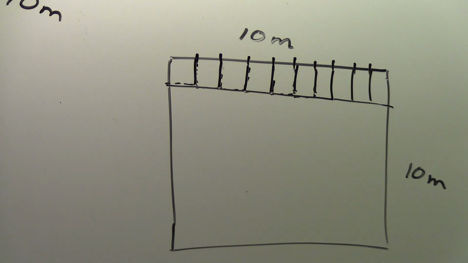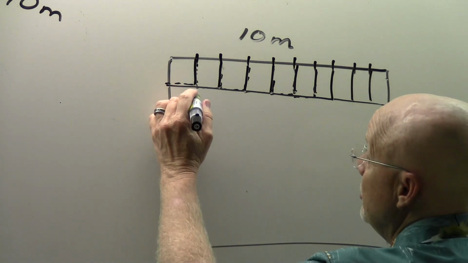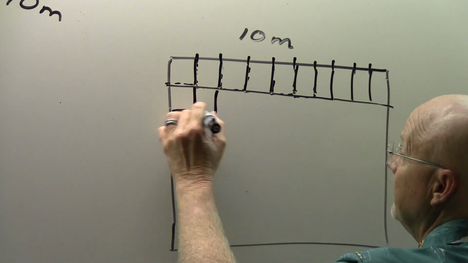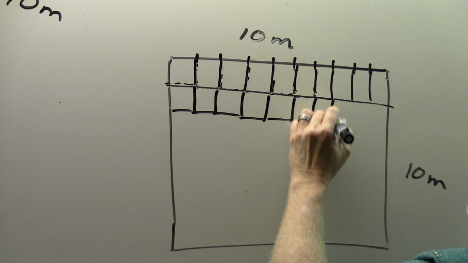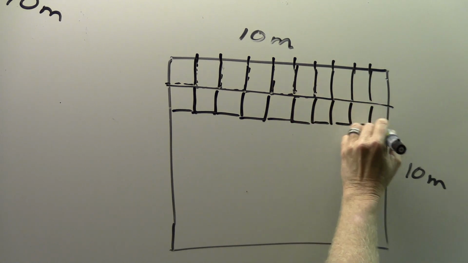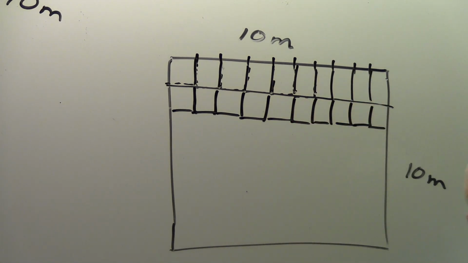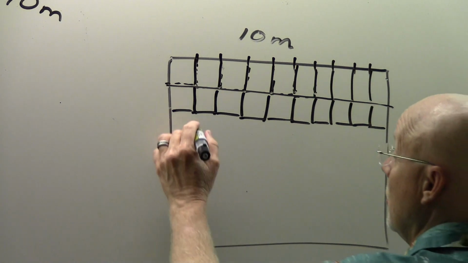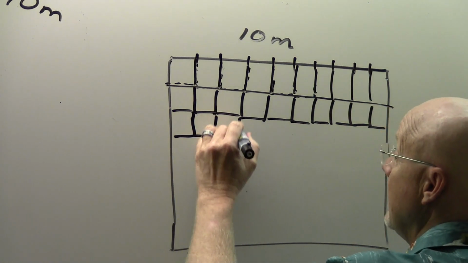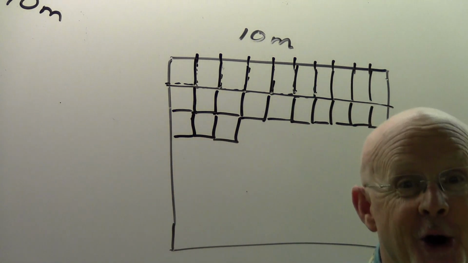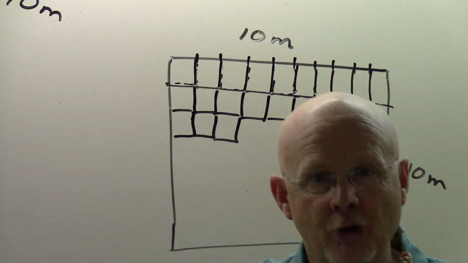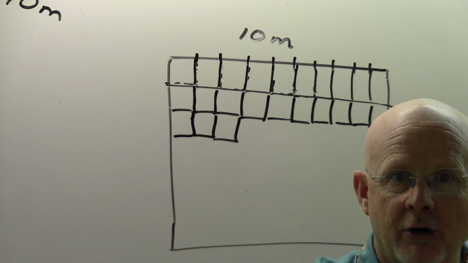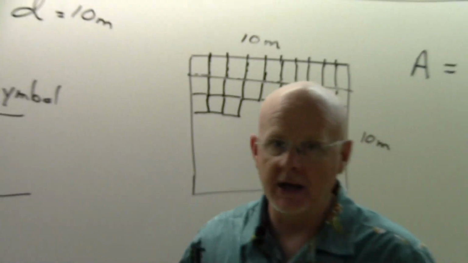But in order to fill this whole room, how many would I need? Well, I guess I would do another row of 10. And I would keep doing this with another row of 10. In other words, I would do repetitive addition. I would add up a row after a row after a row, and how long is it?